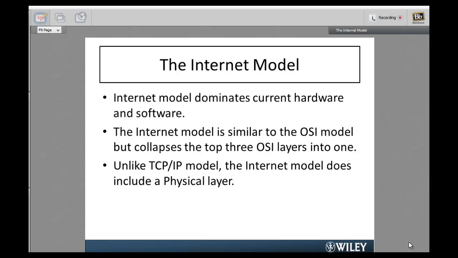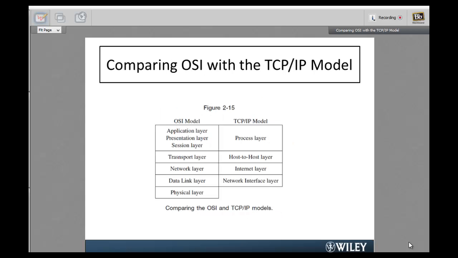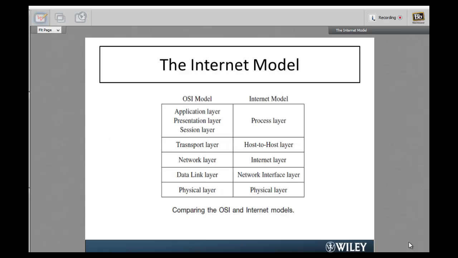OSI model but collapses the top 3 OSI layers into one. Unlike TCP/IP, the internet model does not include a physical layer. So let's have a look at the internet model. So you see that here, let's compare with this TCP/IP. You see TCP/IP is 4, the internet model will be 5 layers.